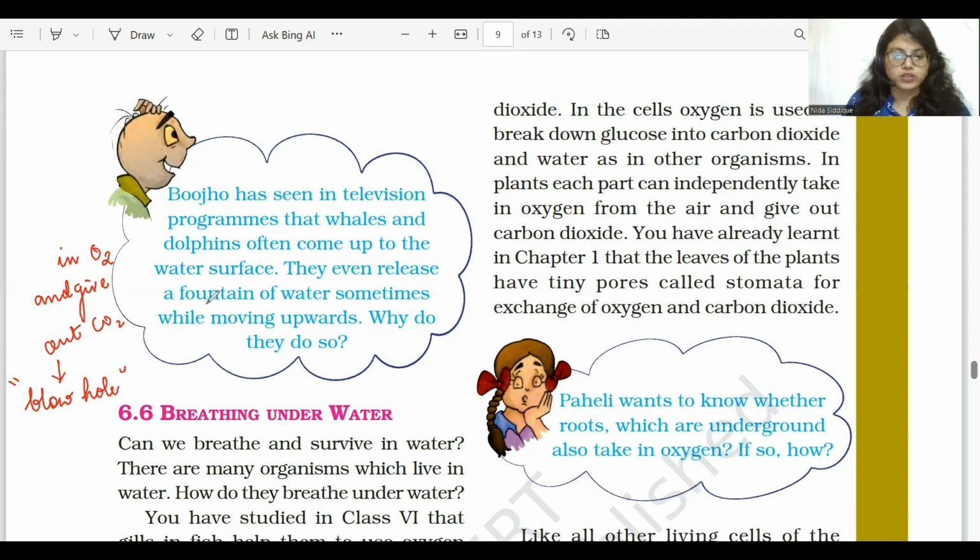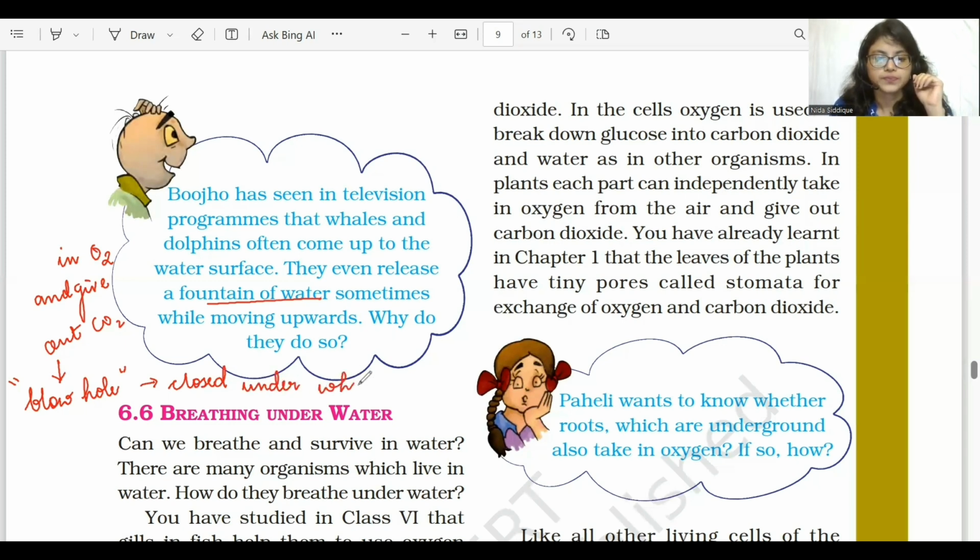When they breathe the air out of these blowholes, it appears like a fountain of water. So dolphins and whales come to the water surface to breathe. They take in oxygen and release carbon dioxide through a hole called the blowhole. And when they breathe out, it looks as if there is a fountain of water. Now, when these organisms are inside the water, the blowhole is closed with the help of special muscles. It is closed underwater. It is not open underwater.